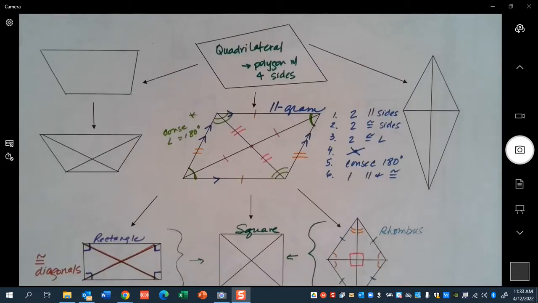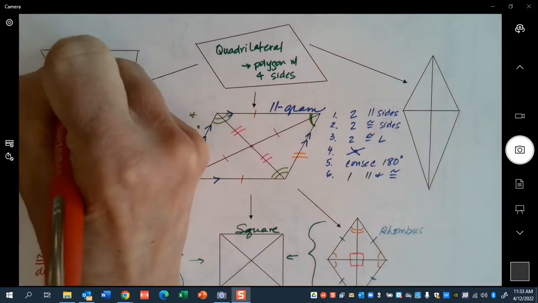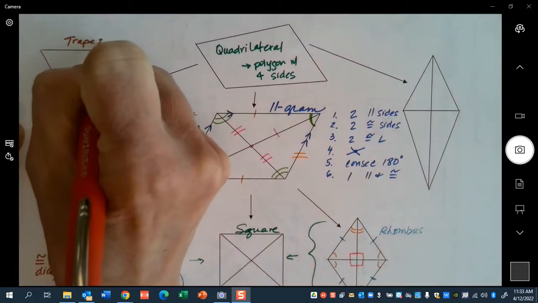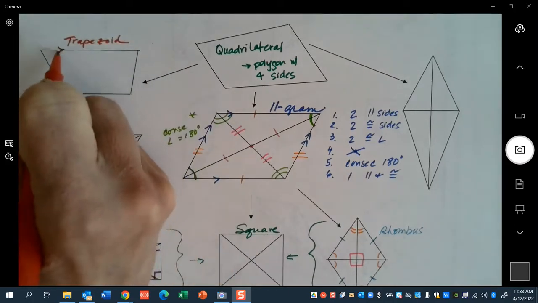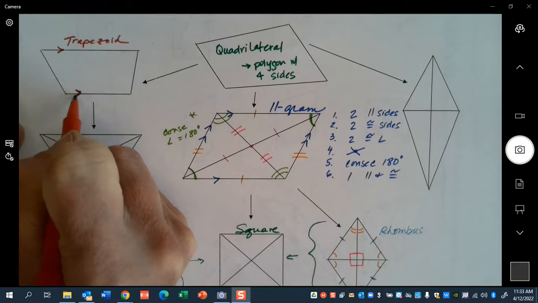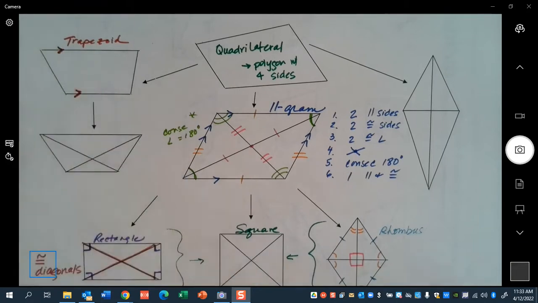Now we're going to talk about quadrilaterals that are not necessarily parallelograms. And our first one we're going to talk about is our trapezoid. And the defining characteristic of a trapezoid is it has exactly one set of parallel lines. If it had two sets of parallel lines, it would be a parallelogram.